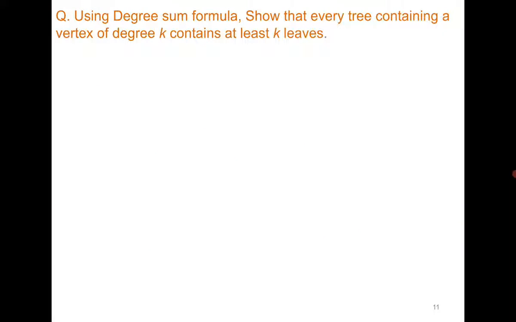Using the degree sum formula, show that every tree containing a vertex of degree k contains at least k leaves. Very interesting result. It says that within a tree, if there is a vertex with, let's say, degree 5 or maximum degree 5, then it guarantees that the tree has at least 5 leaves. We have to use the degree sum formula.